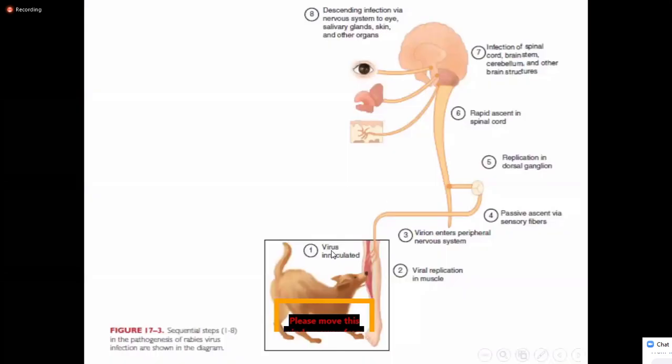So as we said, the virus is inoculated, replicates in the muscles, the virion enters the peripheral nerves, passively ascends via sensory fibers, and replicates in the dorsal ganglia. This is the dorsal ganglia. Then it goes to the spinal cord, ascends in the spinal cord, and then reaches the brain stem, cerebellum, and other brain structures. And then it descends via the autonomic nervous system to different tissues: salivary gland, eyes, adrenal medulla, and other tissues, of course.